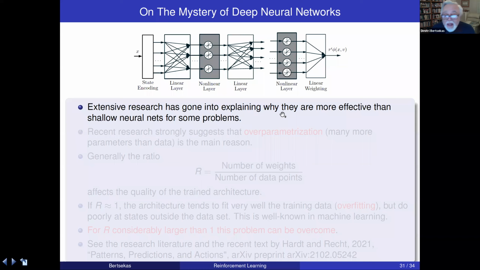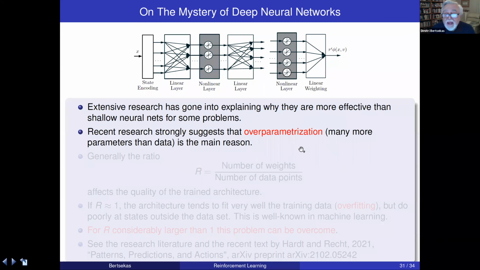Well, in the last 2 or 3 years, there's been some intensive research, and I'd like to bring you up to date a little bit. Even though there has been a lot of speculation, and I mentioned the reasons why people thought that deep neural networks work better, like richer features, hierarchy of features, and so on, people have now focused on over-parameterization. The capability that these networks have many parameters, many more parameters than data, okay? More parameters than you really need to capture the data.